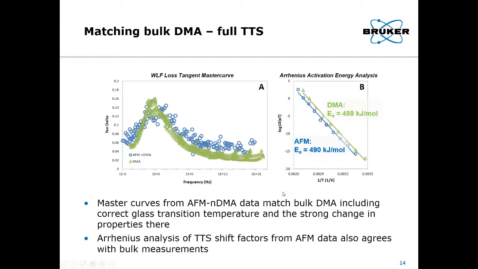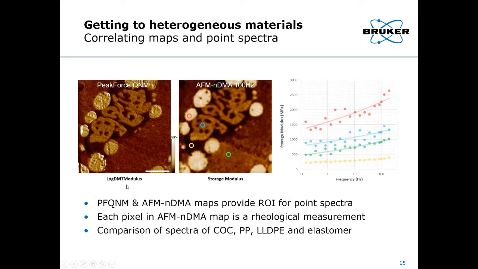We have the PDMS example, we have the fluorinated ethylene propylene example, but we really want to do heterogeneous samples. So what if we do something like this 4-component polymer blend? Well, we typically approach this by first collecting PeakForce QNM images. And we can do mapping with the DMT modulus in PeakForce QNM. And then that can show us what areas are interesting to look at. And this image would maybe be a 512 by 512 image. It might take about 10 minutes.